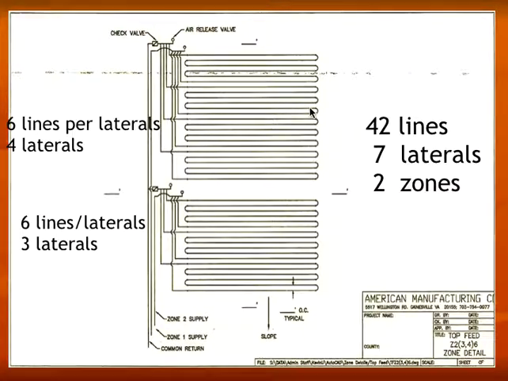The system here is broken up into 2 zones. You can see we have 2 sets of manifolds, a supply and a flush manifold here with air relief valves, and another set of manifolds here. And this indicates that we have 2 separate zones. So the pump or pumps will alternate between these 2 zones in dosing. In this first zone, we have 6 lines per lateral with 4 laterals. In this second zone, there are 6 lines per lateral with only 3 laterals.